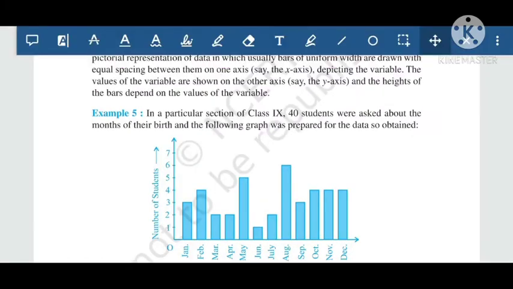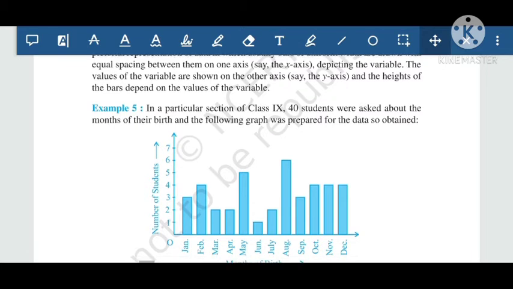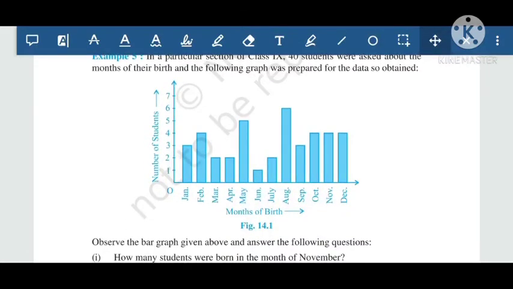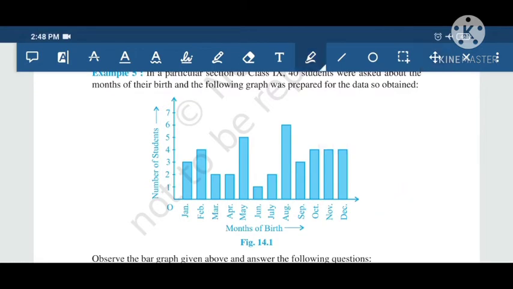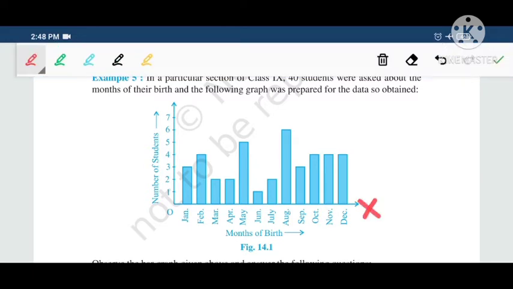Example number 5. In a particular section of class 9, 40 students were asked about the month of their birth, and the following graph was prepared for the data so obtained. So here they have already given a bar graph. Here this one is the x-axis and this is the y-axis. The x-axis we take as month of birth and the y-axis as number of students. The height of each bar shows the birth rate of the students.